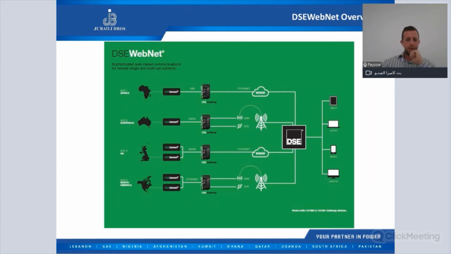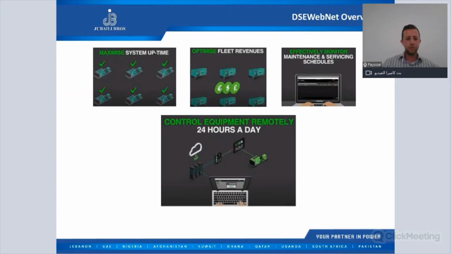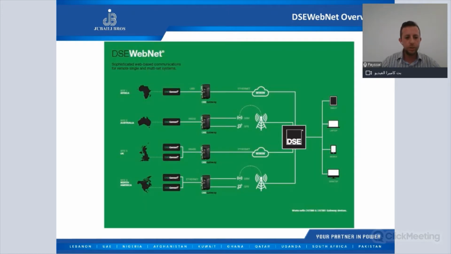In this slide, we can see an overview map of the gateways in action. So let's have a look here. What we can see here are different generators spread across different sites over the globe. For example, site 1 is in Africa, connected to a genset. Site 2 is in Australia, Site 3 is in the UK, and Site 4 is in North America. So all over the globe, different gensets are spread around. We'd like to monitor all of these gensets using a single platform on a single screen. So here comes the DSE WebNet service.